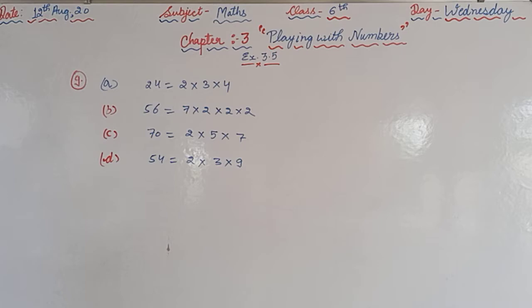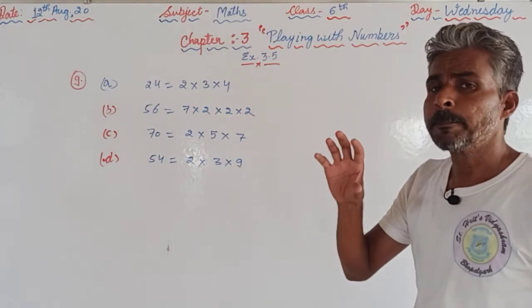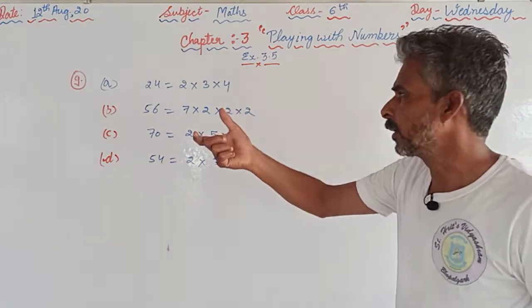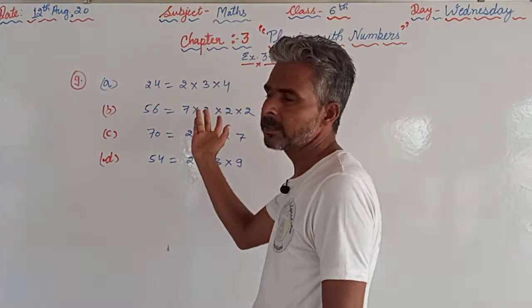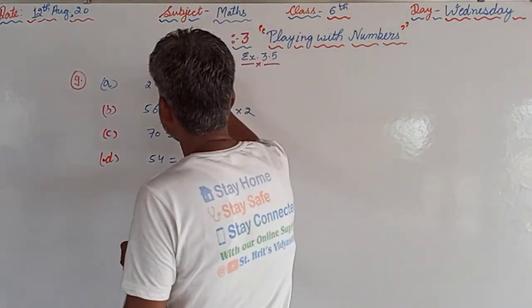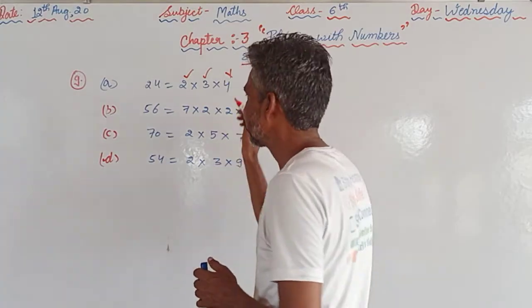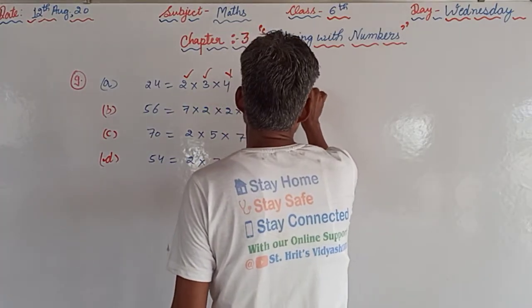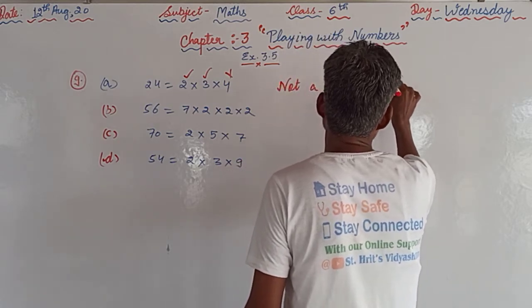We have to find which out of these 4 is a prime factorization and which is not. Prime factorization means the product of prime numbers to form the number. Here 2 times 3 is 6, 6 times 4 is 24. The product is right, but we have to check whether these numbers are prime. 2 is prime, 3 is prime, 4 is not prime. This is a composite number, so this is not a prime factorization.